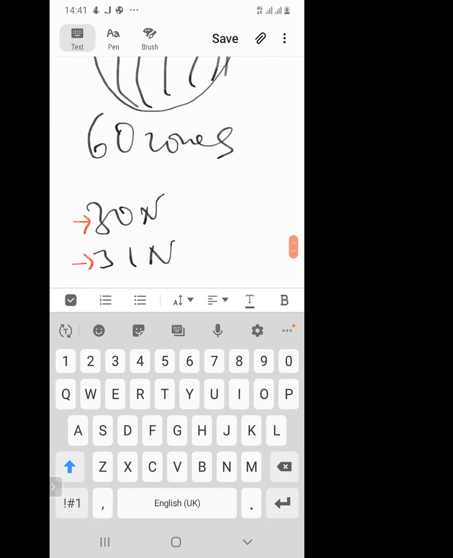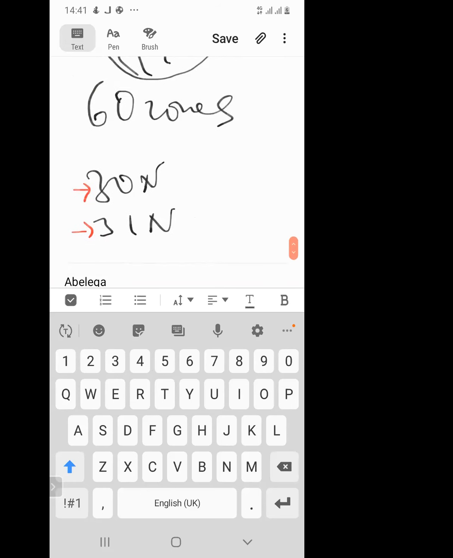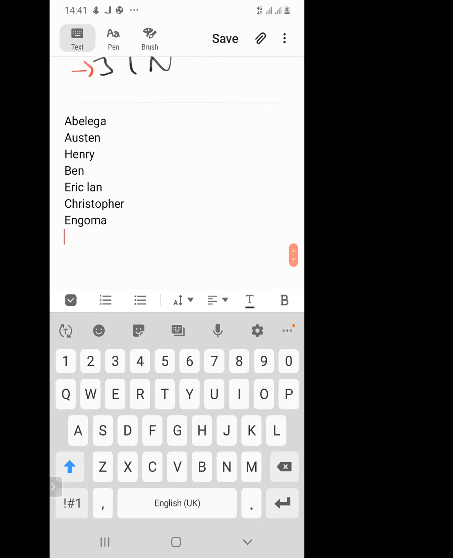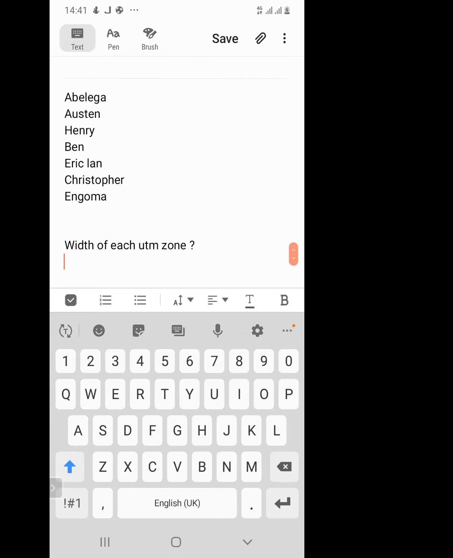Someone give me the answer, please. If you divide, what is the width of each zone? Let me write it down. I need the width of each zone. UTM zone. Okay, a minute. What is the answer? 5 minutes. Say again. A minute. Okay, that's fine. I'm waiting for the answer.